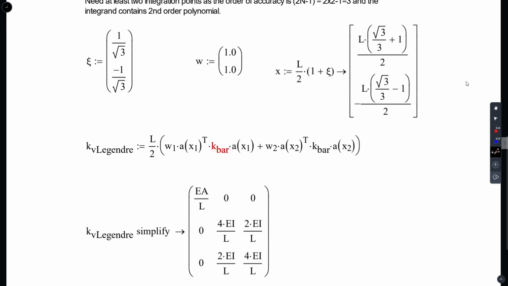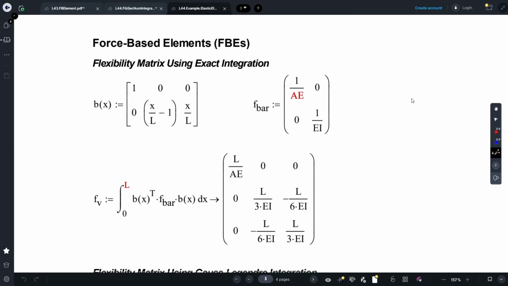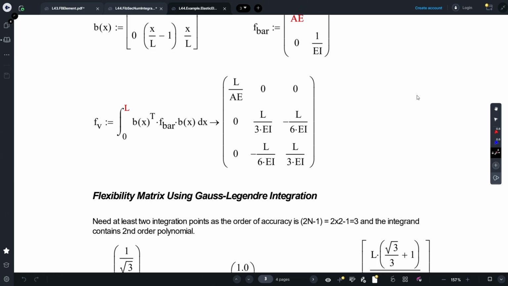Okay. Now, let me talk about the flexibility matrix using the exact integration. So, this is my force interpolation function and this is f bar. If you compute this integration, this is what you get, which I already discussed in the slides.